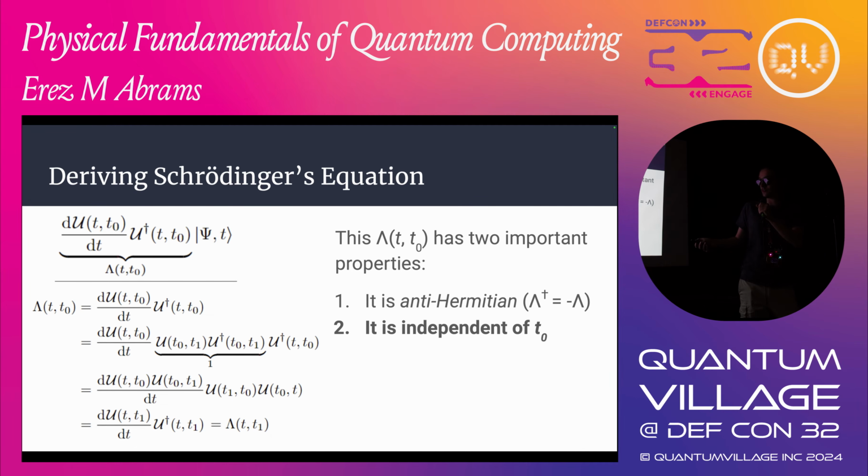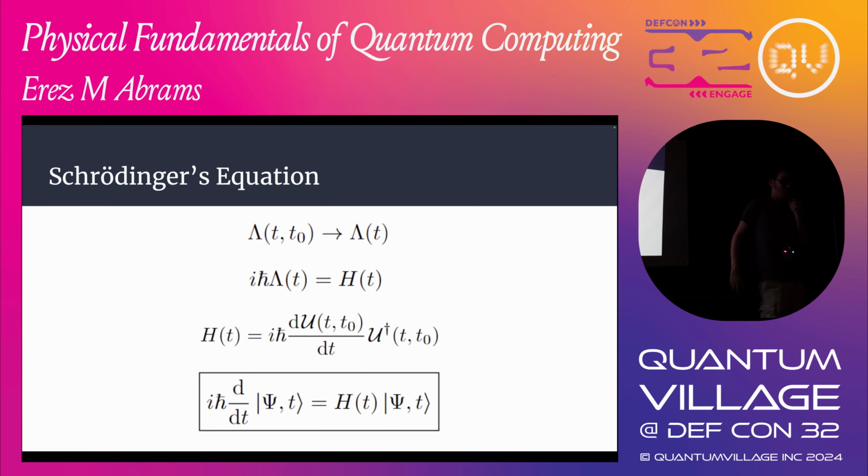Since we have these two properties, we can make some substitutions. First, we're going to replace lambda of t0 with lambda of t, because it's independent of t0. We don't need that variable, right? Second thing is lambda is anti-Hermitian. That's gross. We like Hermitian, so we're going to multiply it by i, right? Because when we multiply by i and take the conjugate transpose, we have a negative from the anti-Hermiticity and a negative from the i conjugate, so the two cancel.